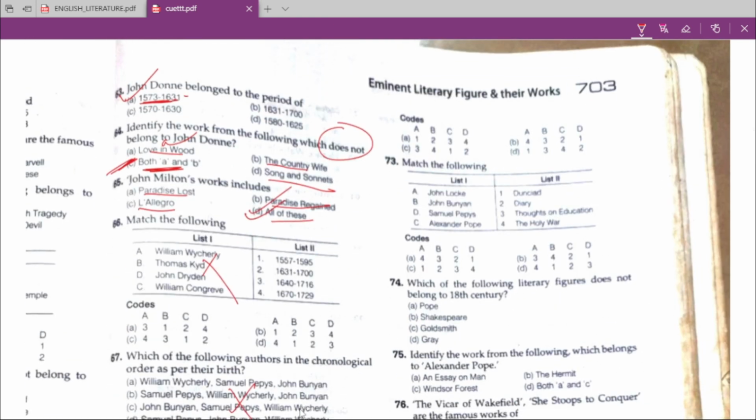John Locke, John Bunyan, Samuel Pepys, Alexander Pope. So John Locke has written Thoughts on Education, whereas John Bunyan has written The Holy War, and Samuel Pepys is a diary writer, so he has written the Diary, and Alexander Pope has written the famous work Pope's The Dunciad. Which of the following literary figures does not belong to the 18th century? Pope, Goldsmith, Gray, they all belong to the 18th century, whereas Shakespeare does not belong to the 18th century.